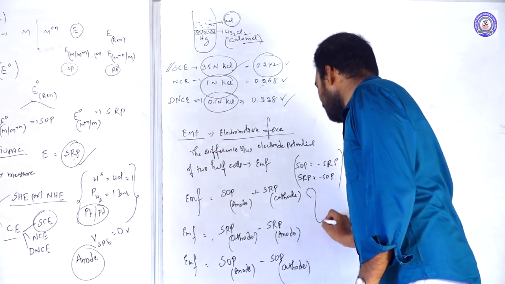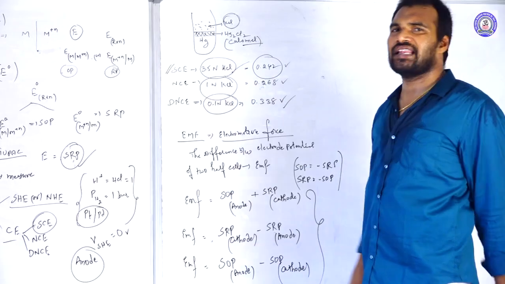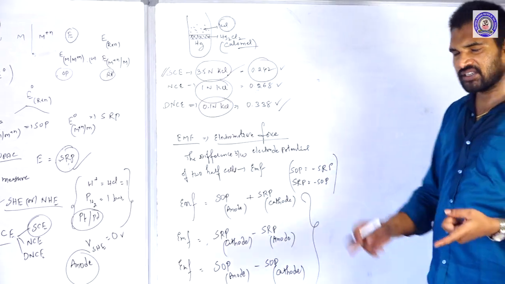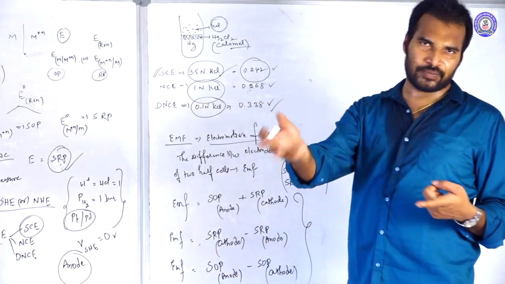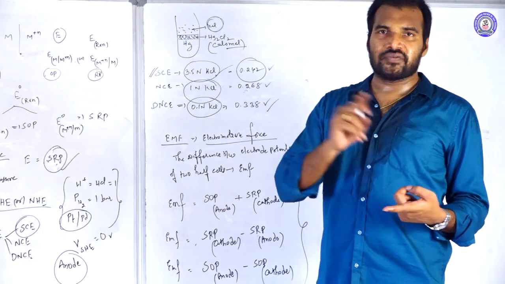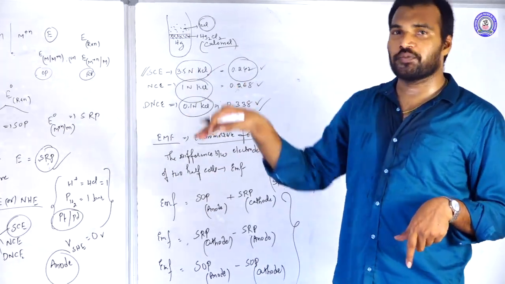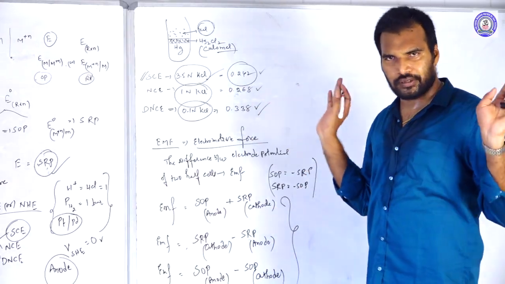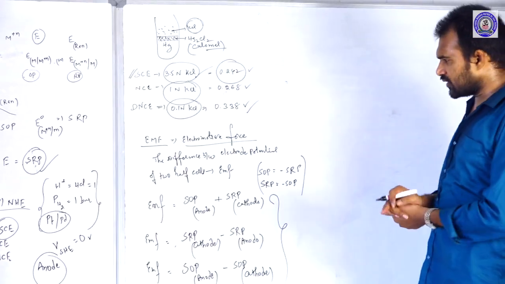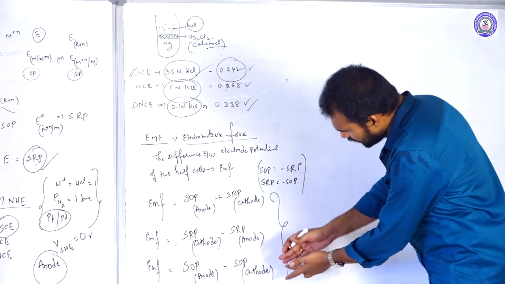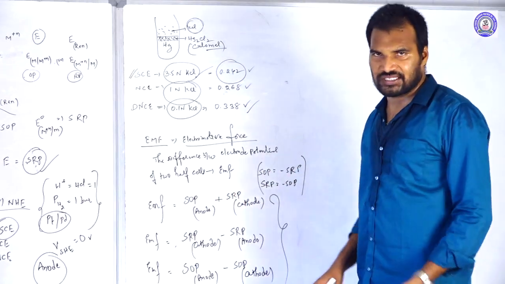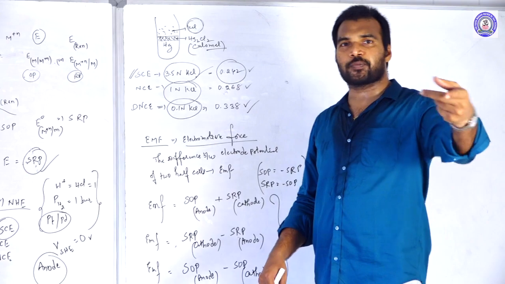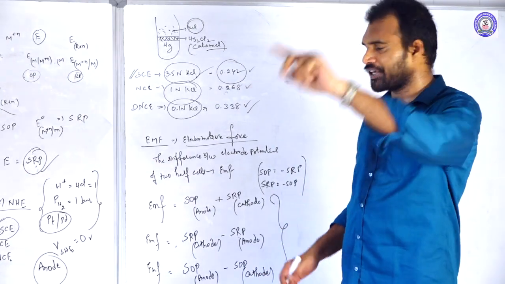So by using these three formulas, you can easily calculate the EMF of the cell. One formula is SOP of anode plus SRP of cathode. Next one is SRP of cathode minus SRP of anode. Or else SOP of anode minus SOP of cathode. Simple. Three formulas. By using this, you can calculate. And after you calculate the EMF of the cell, how can you determine whether the cell is spontaneous or non-spontaneous?